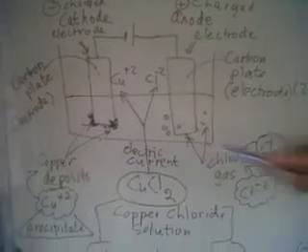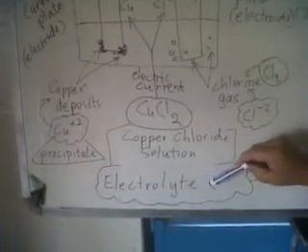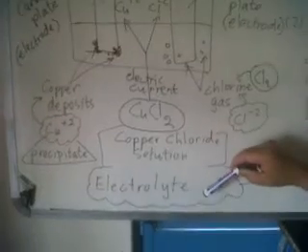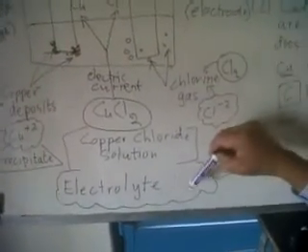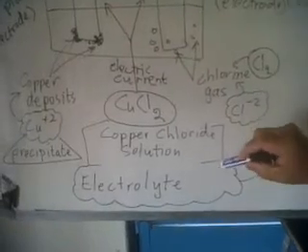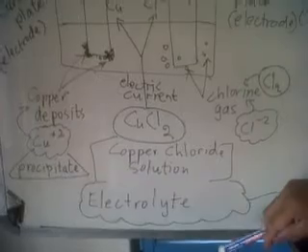Now, the copper chloride is called an electrolyte because it serves to split that solution into two. And it's used to allow the electric current to go through.